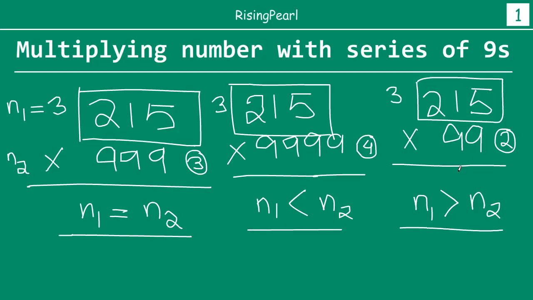When we take any random number, or in this particular case it is 215, and we are multiplying this with a whole bunch of nines. So in this video we are going to focus on this scenario, and these 2 scenarios we will take a look at in subsequent videos.